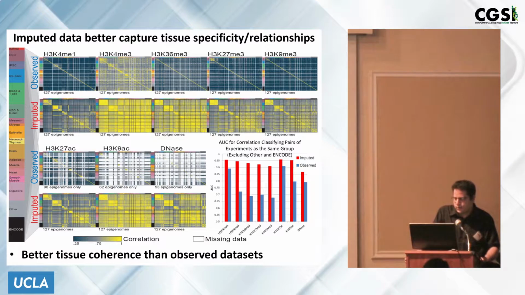And we can quantify this based on, for example, the area under the ROC curve when we're trying to predict, just based on the correlation between two experiments, whether that pair of experiments would be annotated to the same major biological grouping or different ones. And the most dramatic difference was for these broader marks, which tend to be more diffuse in their signal and harder to map and less cell type specific.